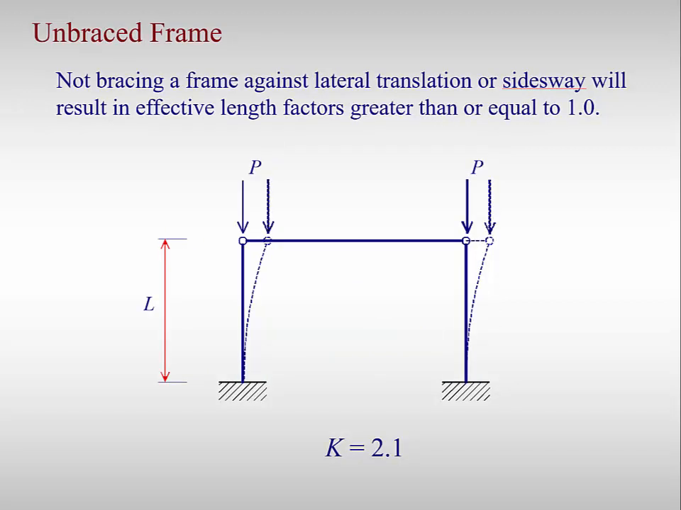For unbraced frames, the top of the column can and will sway laterally when the column buckles. This results in a less stiff situation than a braced frame. For the frame shown, the K value is 1.2 for design and 2.0 theoretically.